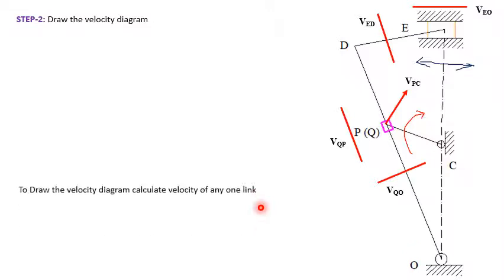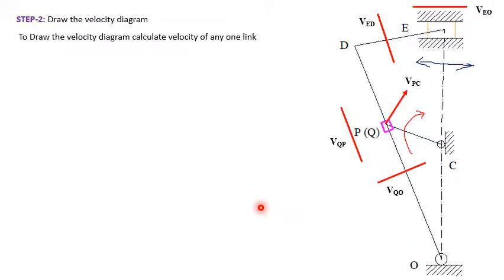So like this, on different links, velocities act. And in the exam, there is no need to show these velocities on the configuration diagram. This is for our reference in order to understand how exactly the velocities are acting. If we draw these velocity lines on the configuration diagram, it becomes easy for us to draw the velocity diagram. Okay, so in this step, we are going to draw the velocity diagram.